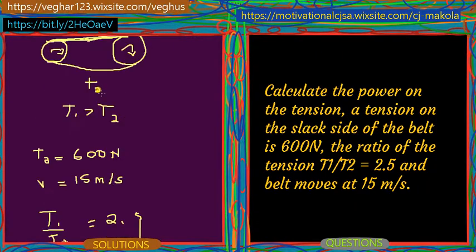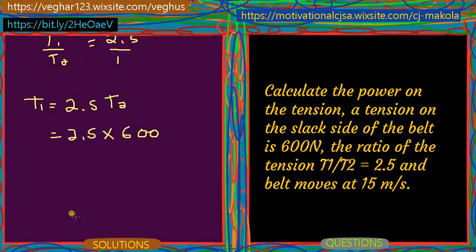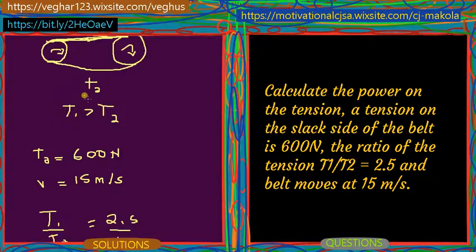So if it is 2.5, you can say T1, cross multiply, equals 2.5 T2. So you multiply this 600 by 2.5, and what is the answer? It's 1500 Newton on the tight side. So this is the difference between these two.